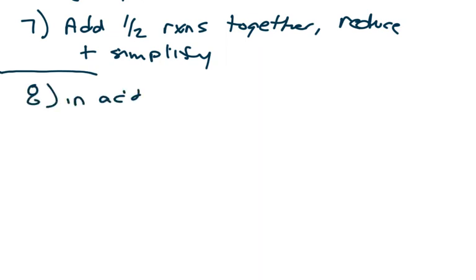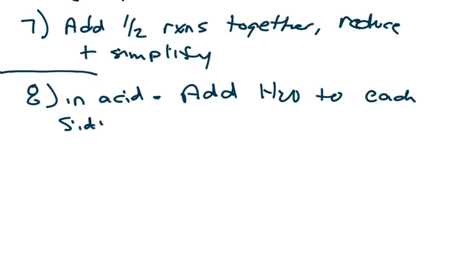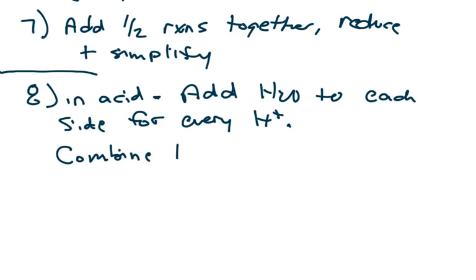In acid, add H2O to each side for every H plus. And then combine H plus plus H2O goes to H3O plus. So we're going to rewrite our H pluses.